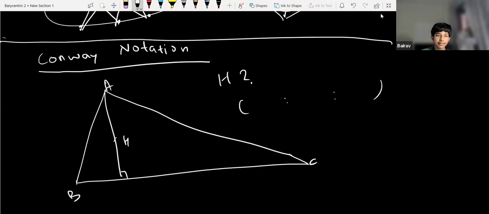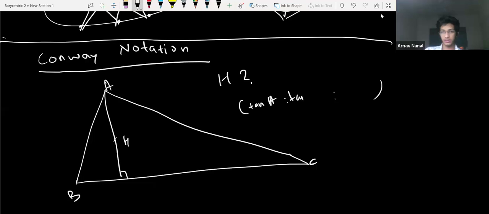Isn't the barycentric coordinates for the orthocenter something very complicated? Yes. So basically, if you just do this by standard techniques, it should come out to be tan A is to tan B is to tan C. Just observe BD by DC is equal to tan B by tan C.